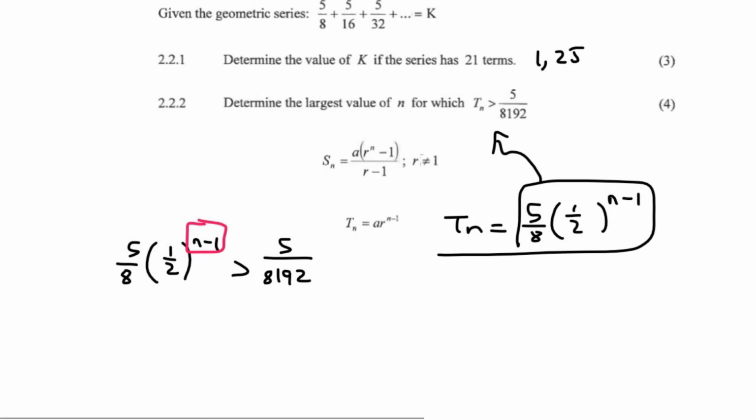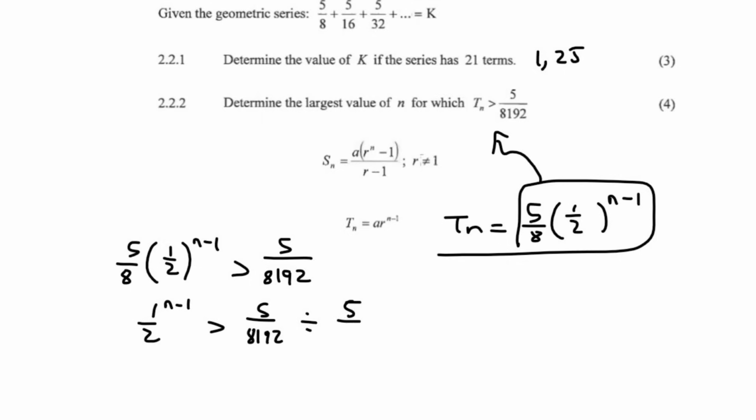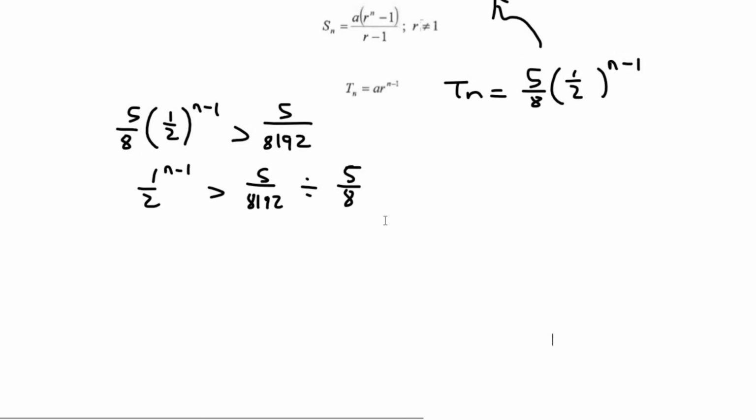So what you can do, though, is realize that this 5 over 8 doesn't have any exponents, and so you can divide it. So you can end up with a half to the n minus 1 is bigger than 5 over 8, 1, 9, 2 divided by 5 over 8. Go ahead, type that in on the calculator. That will then give you a value of 1 over 1,024.